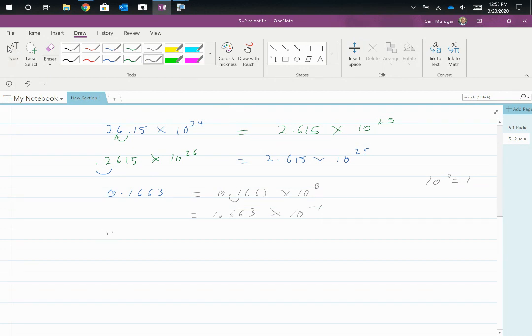If I've got 0.0000045, this is 0.0000045 times 10 to the power 0, which is equal to, now I have to move this 5 places forward. That means I need to subtract 5 from the power of 10. So this is 4.5 times 10 to the power negative 5.